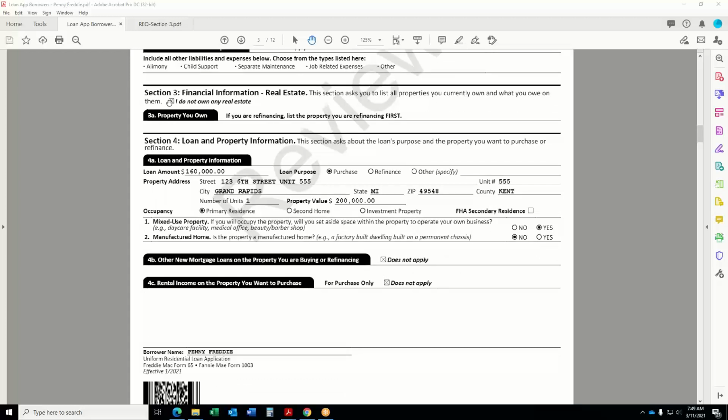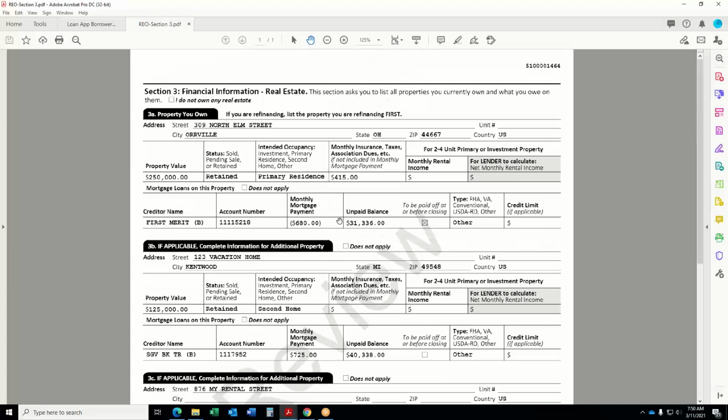Section C is financial information for real estate owned. I'm going to pop over to this PDF here so we can take a look at it. This section is going to collect all real estate owned. If it happens to be a refinance transaction, that property is automatically going to print first, and it's going to collect the address, the property value, the status of the real estate, intended occupancy.